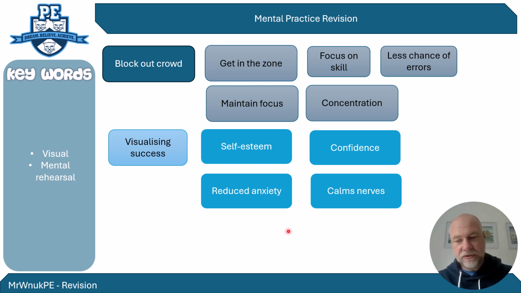And the benefits of mental practice are things like it can help you block out the crowd, which in turn will help you get into the zone. Okay, now the zone is like the optimum level of performance where you're focusing just on that skill, and then there's less chance of creating errors in your performance. And in turn, that helps you maintain your focus and concentration span. So just that one thing of blocking out the crowd and getting in the zone is all linked to your focus and concentration.